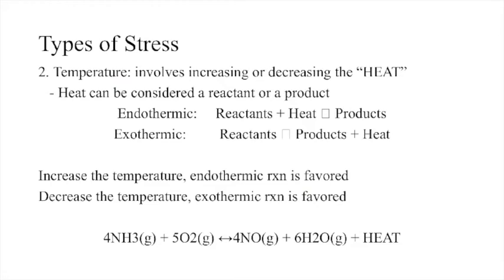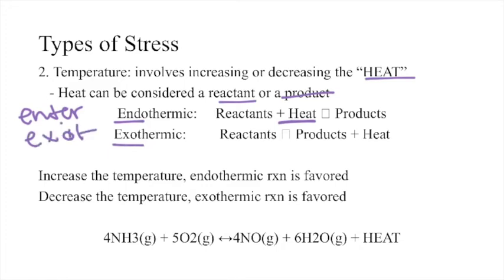Right? So our next stress, temperature. So we're going to look at temperature and we're going to treat it like a product or a reactant, right? So our temperature is our heat, product, or reactant, right? So when we have an endothermic, remember it's entering the system, enter, it's going to be a reactant. It's going to be here on the left side. Whereas an exothermic reaction, remember it's exiting, exit. Let me fix that. It's going to exit the system, right? So it's going to be a product. It's going to be on the right side of the equation.